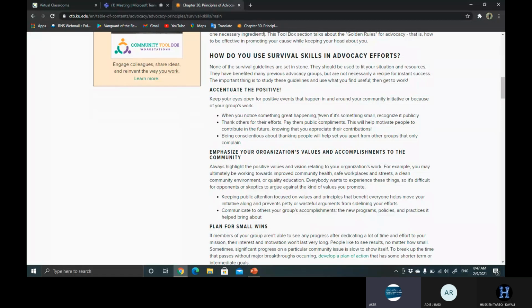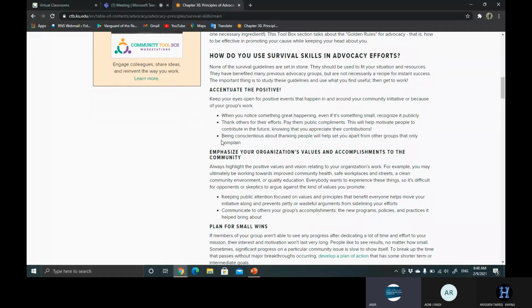When you notice something great happening, even if it's something small, recognize it publicly so that people will gather around you: oh, this person is taking care of our events, why not join his campaign? Thank others for their efforts and pay them public compliments. This will help motivate people to contribute in the future, knowing that you appreciate their contribution. By being good to your own group and other groups and people, they will think of you as a good leader, someone who really seeks the benefit of their community. Consequently, eventually they will contribute to your campaign.